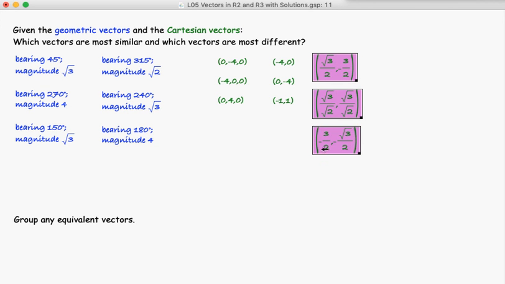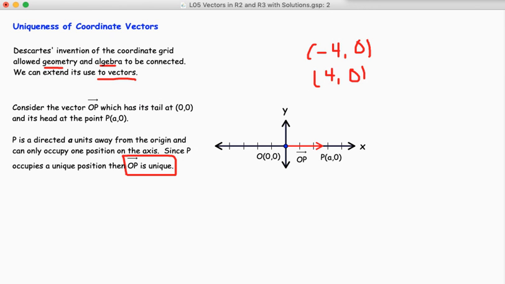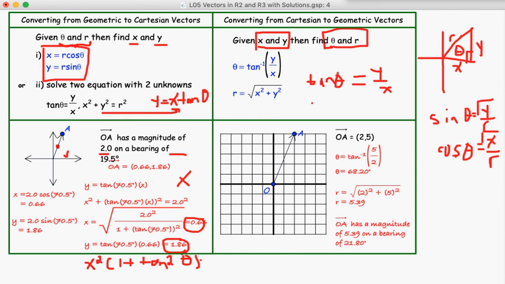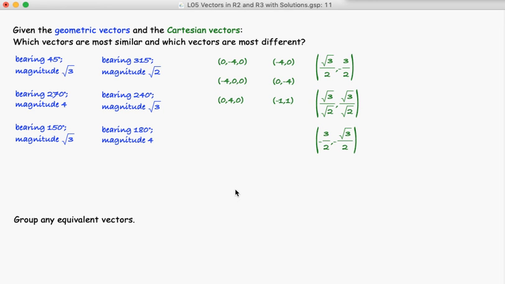Either convert these 6, sorry, there's 6 of them, convert those 6 to geometric using... Maybe I'll jump you back here so we can see where that was. It was here. So if you're going to go from Cartesian to geometric, theta is the inverse tan of y over x, and r is the square root of x squared plus y squared. Maybe it's easier to just go from geometric to Cartesian because we're just going to use r cos theta and r sine theta. So after you've done those conversions, you can see how they would match up.